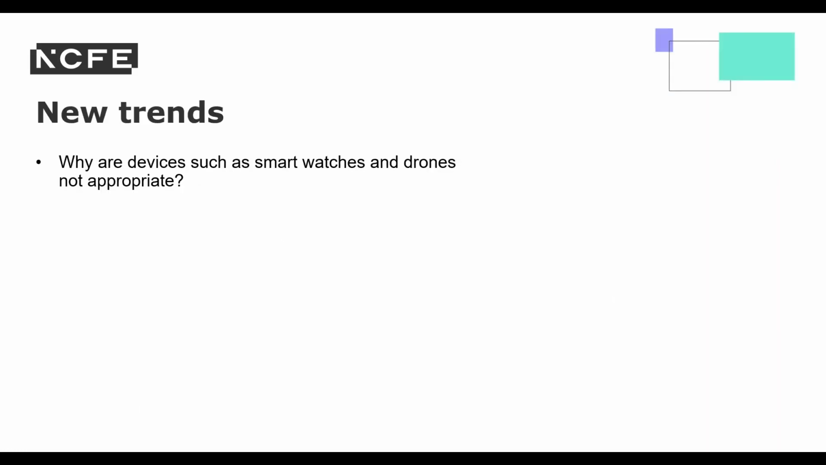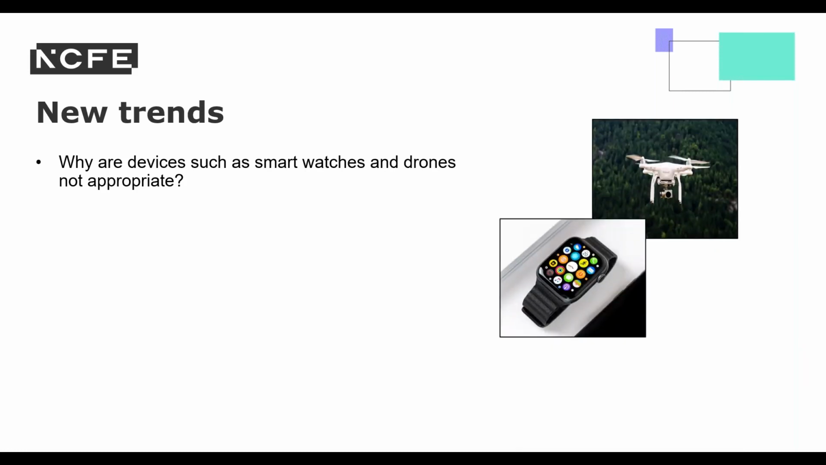So it's important to consider what's going on out there. What are the new trends? We need to consider why devices such as smartwatches and drones are not appropriate. Although they don't have a camera facility, you can receive pictures and messages. You could get an inappropriate message flash up in front of the child.